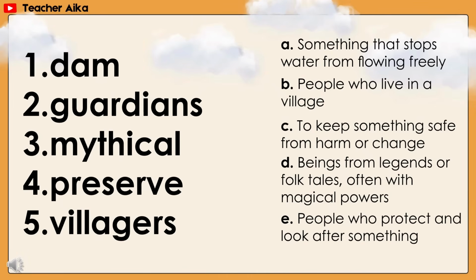Let us answer. Number 1, dam. Answer A. Something that stops water from flowing freely. Number 2, guardians. Answer E. People who protect and look after something. Number 3, mythical. Answer D. Beings from legends or folktales, often with magical powers.